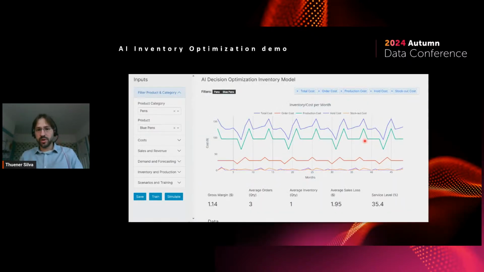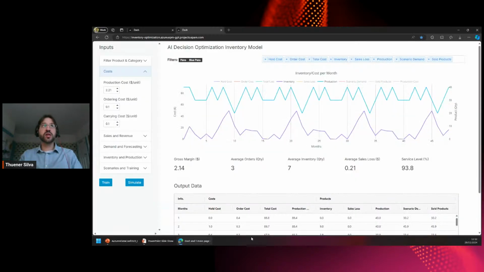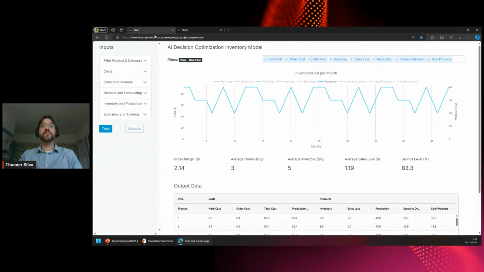So let me stop a little bit here, and I want to show this initial solution that we constructed. This is a demo that we have constructed for pre-sales activities to show this process, right? So in this demo, we are doing this decision optimization inventory model, right? So we are training the second part that you see on the slide. We are training the optimization reinforcement learning model, right?